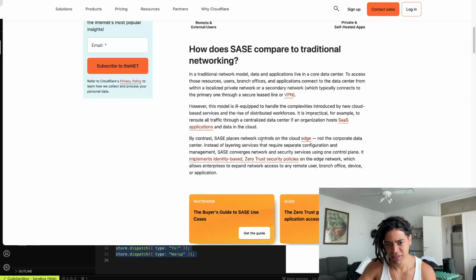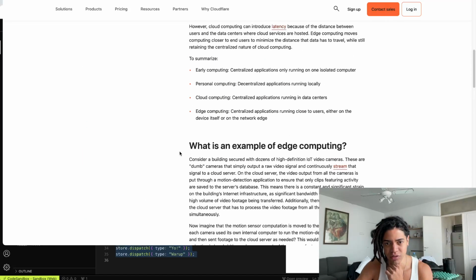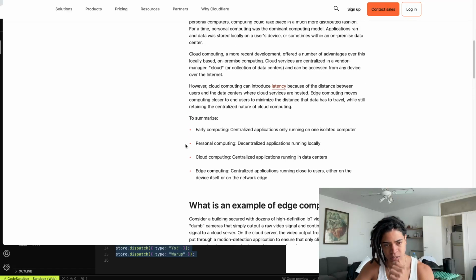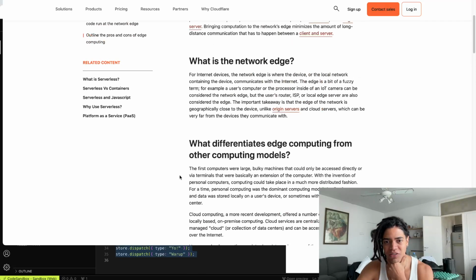So SASE places network controls on the cloud edge, not the corporate data centers. On the cloud edge. And on the cloud edge is edge computing, a centralized application running close to the user, either on the device itself or on the network edge. So the idea here is that it reduces latency.